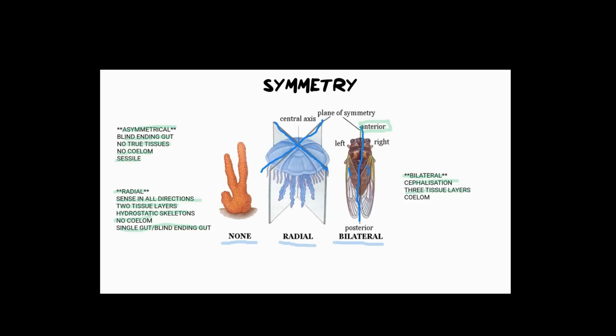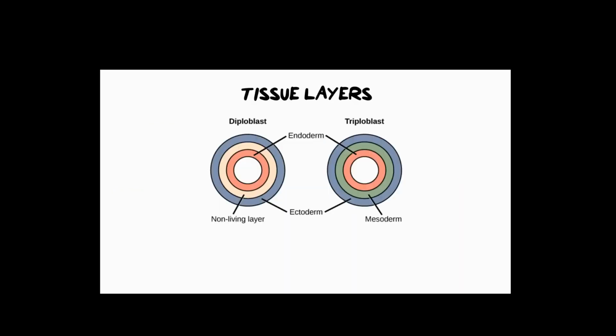And because they have 3 tissue layers, they will have some form of coelom. In other words, they'll have a body cavity in which they can have very specialized organs that allow them to do specialized functions. Now, once we've classified our organism by their symmetry, we're going to look at their tissue layers.